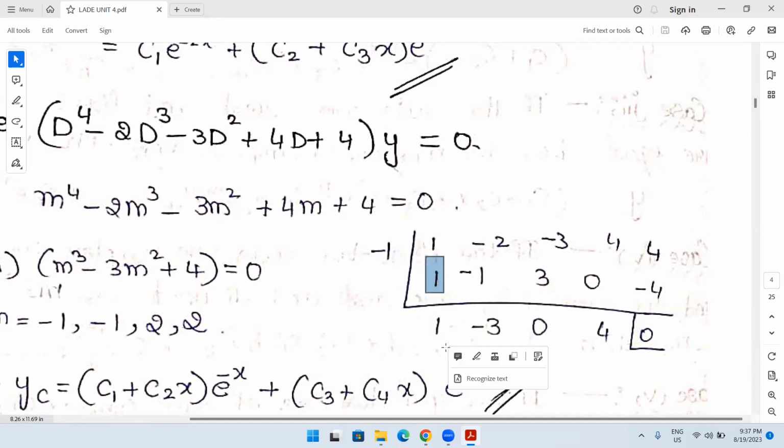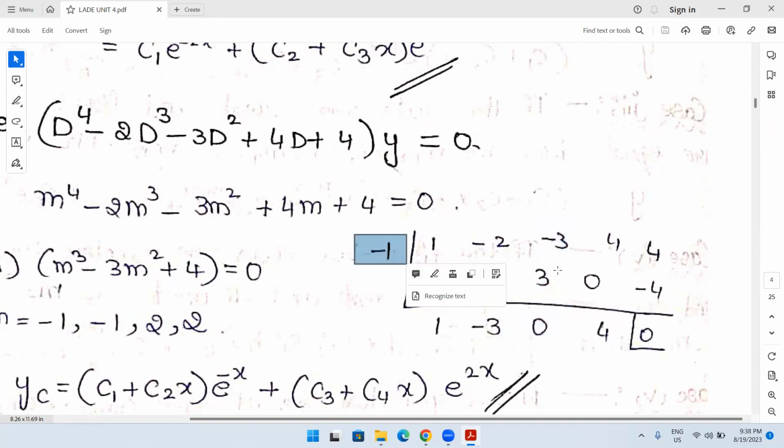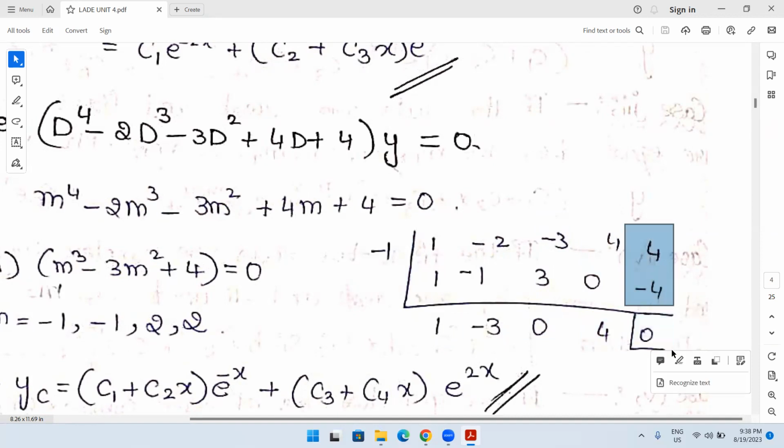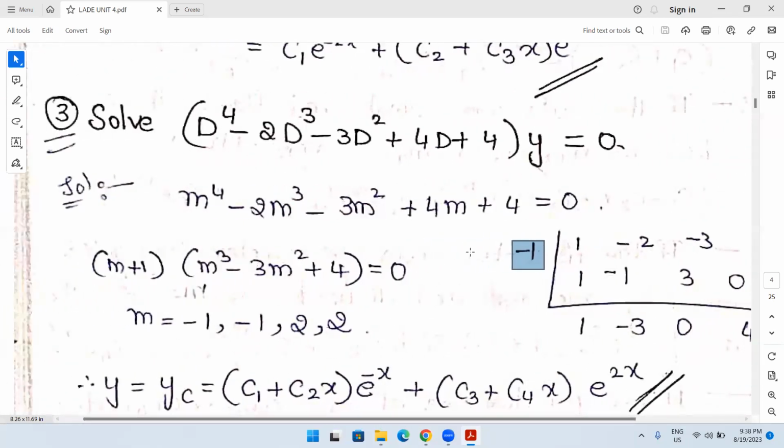1 plus 0 is equal to 1. 1 into minus 1 is minus 1. Minus 2 minus 1 is minus 3. Minus 3 into minus 1 is plus 3. Minus 3 plus 3 is 0. 0 into minus 1 is 0. 4 plus 0 is 4. 4 into minus 1 is minus 4. And 4 minus 4 is 0. Always we get 0 at the end. If we won't get 0, then this one is not the root. So if minus 1 is the root, m is equal to minus 1.